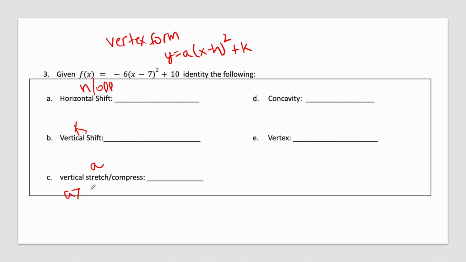Our vertical compress or stretch is going to be dependent on a. If a is greater than 1, not with the negative, just the 6 value, then it's going to be a stretch. If a is in between 0 and 1, so it's a fraction or a decimal, usually it's going to be a compress. And concavity is going to be determined by whether there's a negative sign out in front, so a positive or negative a value. Vertex is h comma k.